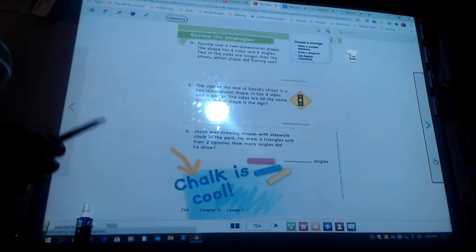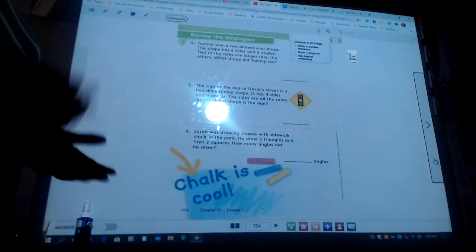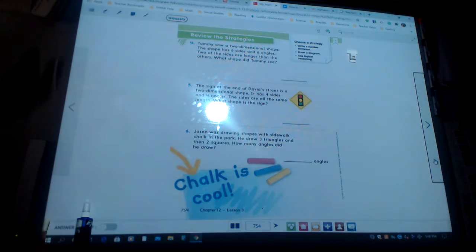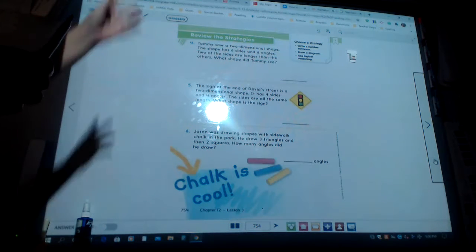Now, this time it says we're going to choose a strategy. We might not be drawing a picture. We might be writing a number sentence or something. Or we might just be thinking about it in our mind to figure it out. So let's look at number 1.